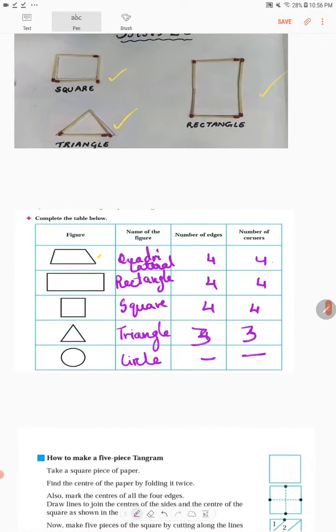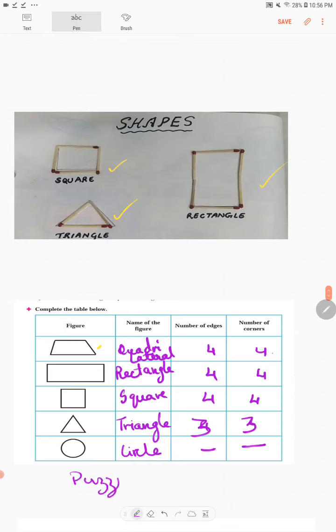Now children, have you seen puzzles? You have puzzles at home? You play with your puzzles? Yes. So today we will see how to make puzzles from shapes, and that is called a tangram. Now how to make a 5-piece tangram? Now suppose this is a square.